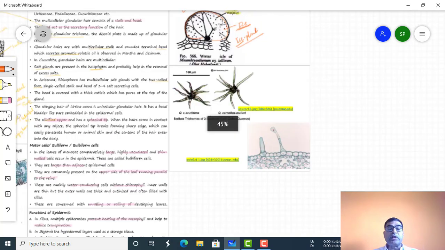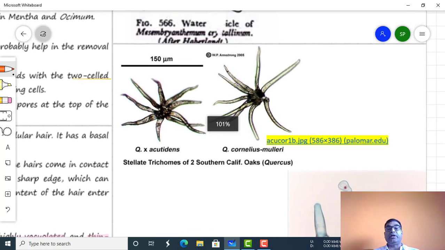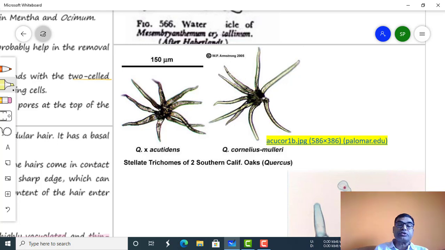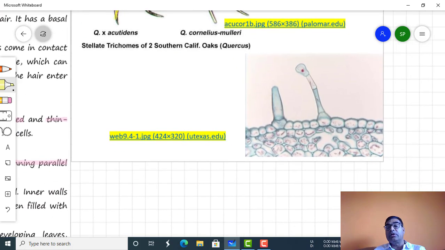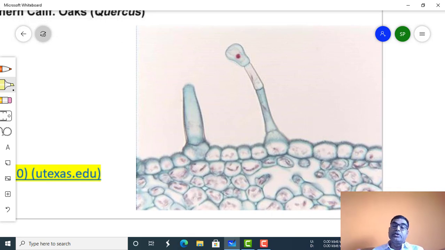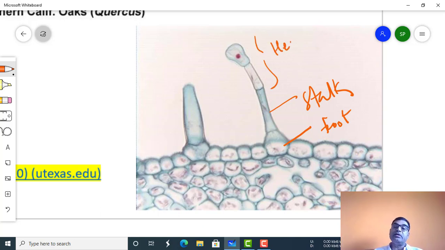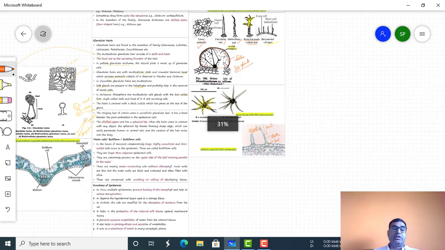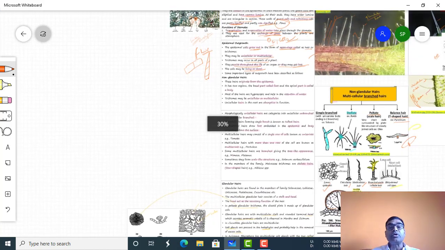Okay, then this one is again a figure of a stellate hair. Stellate hair forms a star-shaped structure. Such a star-shaped structure is produced by the hair, then it is called a stellate hair, a completely star-shaped structure. Then this one is a typical figure showing the glandular hair. This is a foot cell. Okay, this one is a stalk cell, and the body or head region forms the gland, then it is called a glandular hair. So this is a typical figure showing the glandular hair. Various shapes may be present in the glandular hair. Again, if you see here, see this figure.